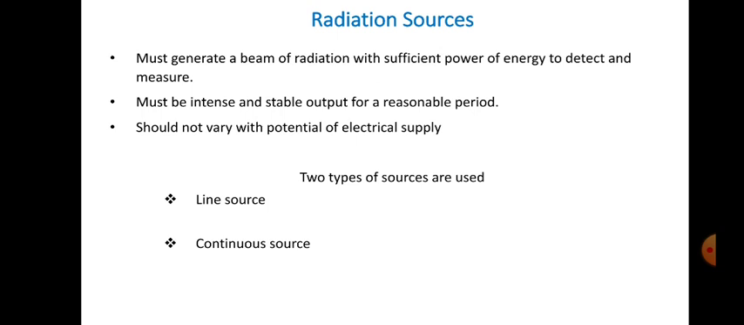It should not vary with the potential of the electric supply. So even though there are minor fluctuations in the energy, it should still emit continuously and intense lines or the spectra in the device. So we have basically two types of radiation sources. First is a line source and second is a continuous source. This is also referred to as a continuum source of radiation.